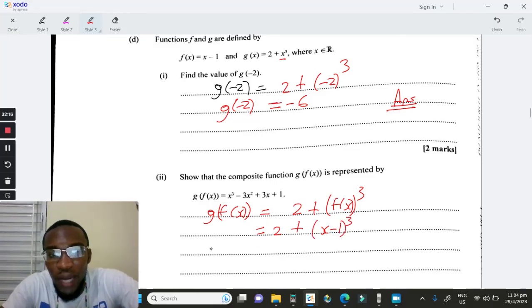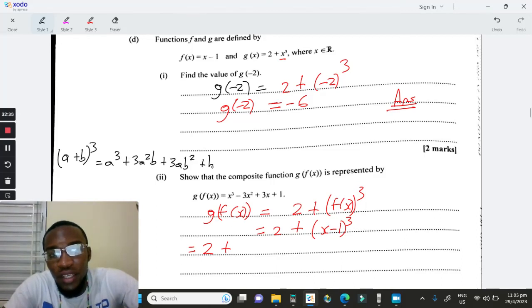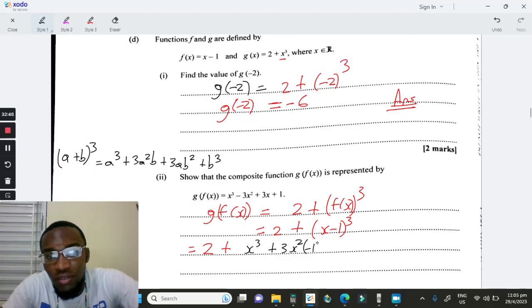Now we're going to do some binomial expansion. So 2 plus, remember the binomial expansion? Remember this formula for me, please. A plus b all cubed equals a cubed plus 3a squared b plus 3ab squared plus b cubed. But in this case, our b is minus 1, so it is 2 plus x cubed plus 3x squared times b, which is negative 1, plus 3x times negative 1 squared plus negative 1 cubed, using that formula.